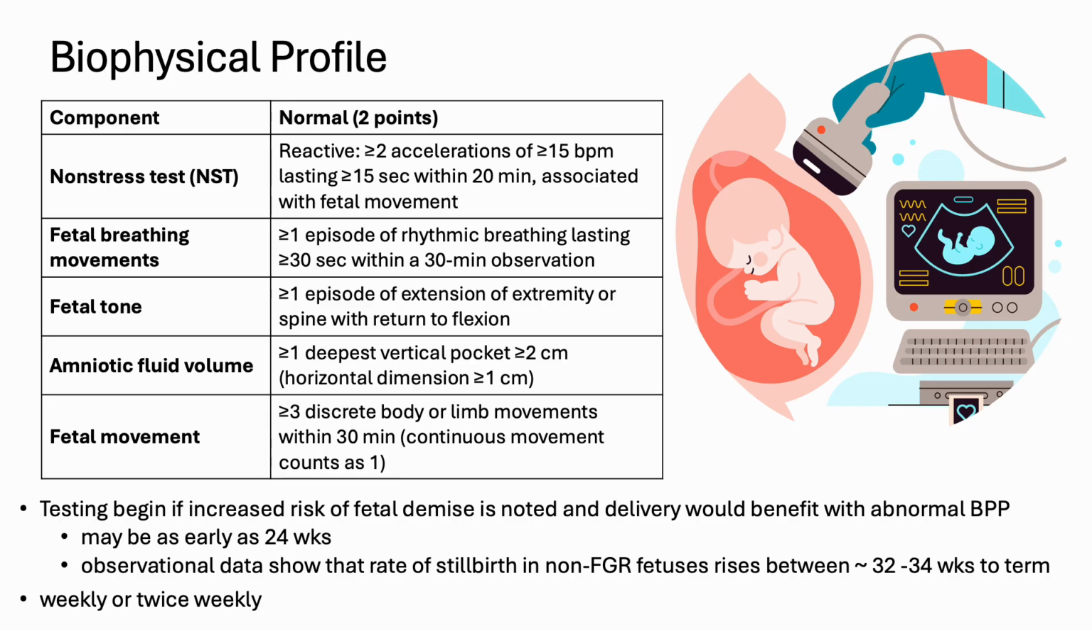criteria. Testing can begin as early as 24 weeks. But the observational data shows that the rate of stillbirth with a non-fetal growth restricted baby rises between 32 to 34 weeks to term. And so that's why ACOG recommends in most cases to start at 32 weeks. It is either done weekly or twice weekly.